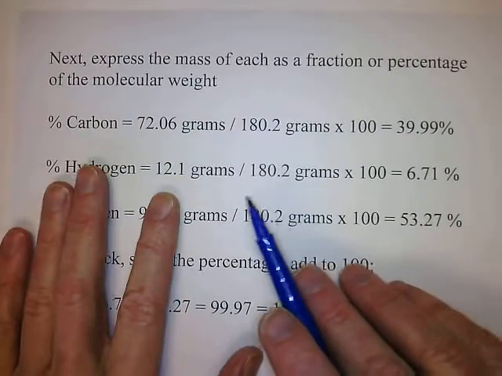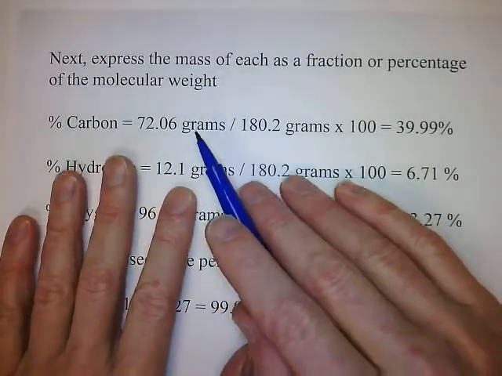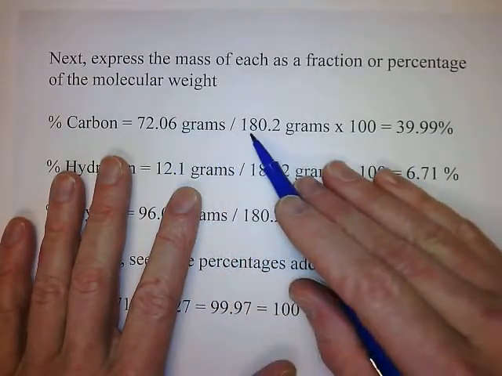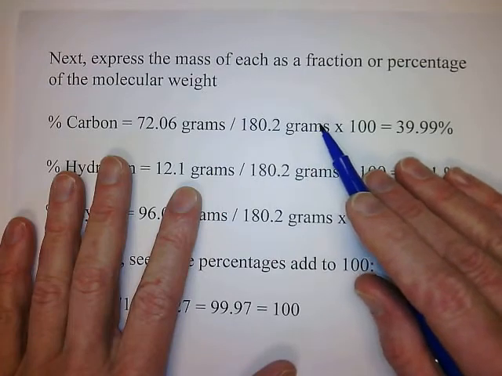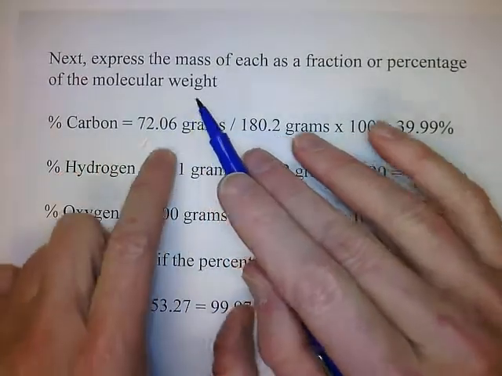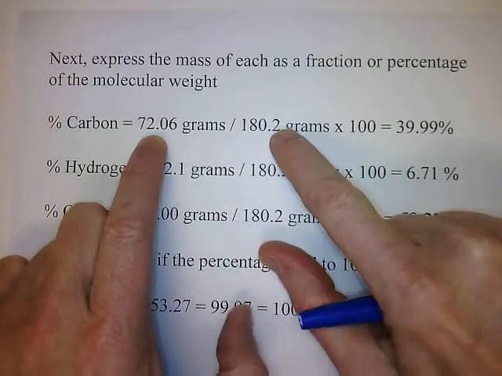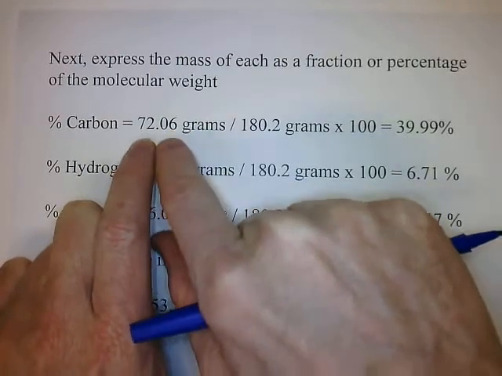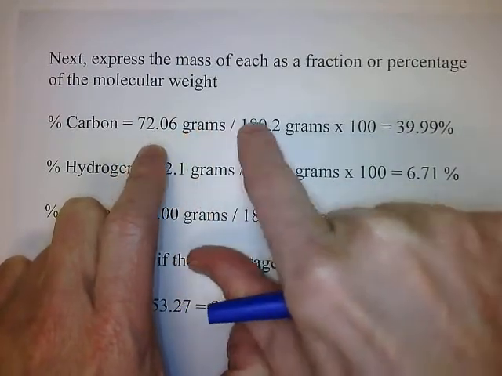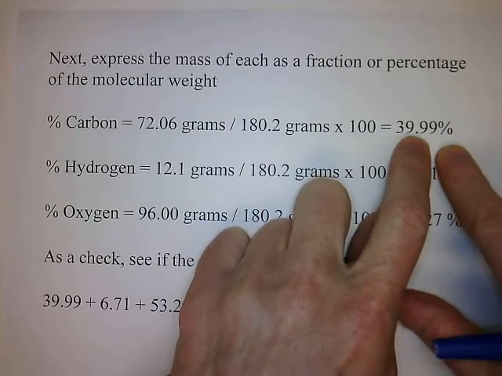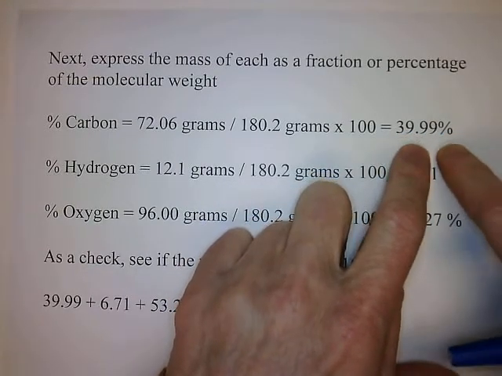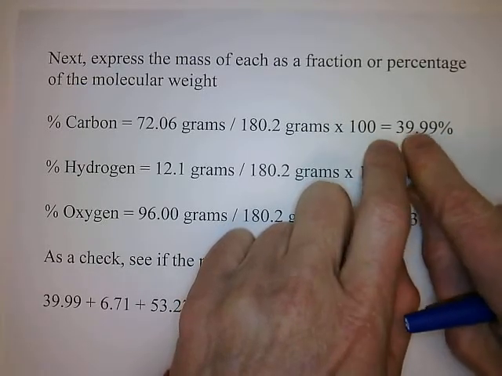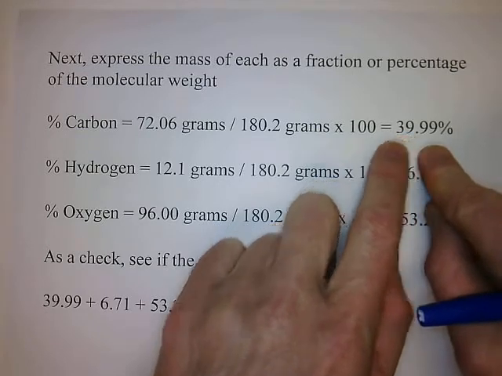So for example, in terms of mass, what percentage of our mass was carbon? 72.06 grams divided by 180.2 grams, right? The 72.06 was the mass of the 6 carbons. The 180.2 is the mass of the whole thing. So what fraction or percentage is 72.06 out of 180? Divide, multiply it by 100, convert it into a percent. So 39.99% of our mass is carbon.